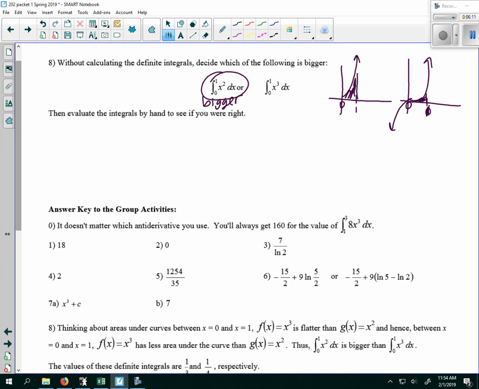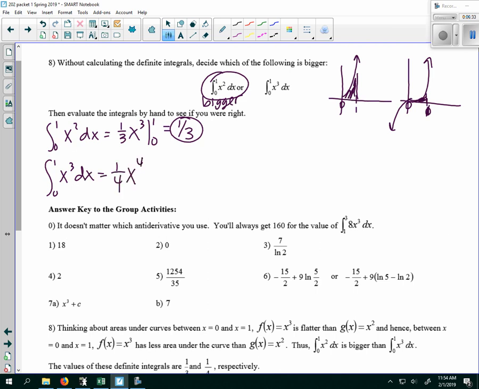So if I do a quick evaluation of each of these integrals, the antiderivative of x squared is 1/3 x cubed. If I evaluate that from 0 to 1, I get 1/3. And the integral from 0 to 1 of x cubed dx, the antiderivative is 1/4 x to the 4th, evaluated from 0 to 1 is 1/4. So it is correct that the integral from 0 to 1 of x squared dx is bigger.